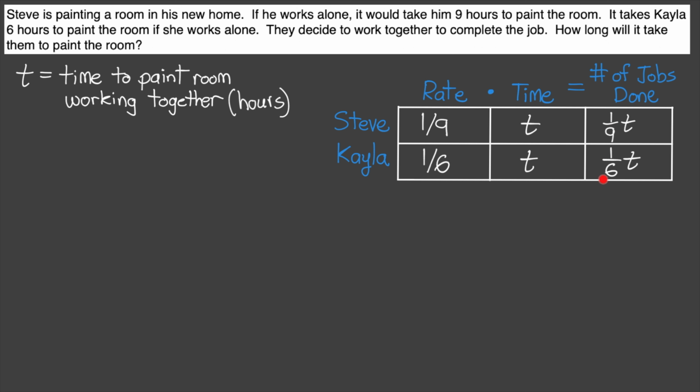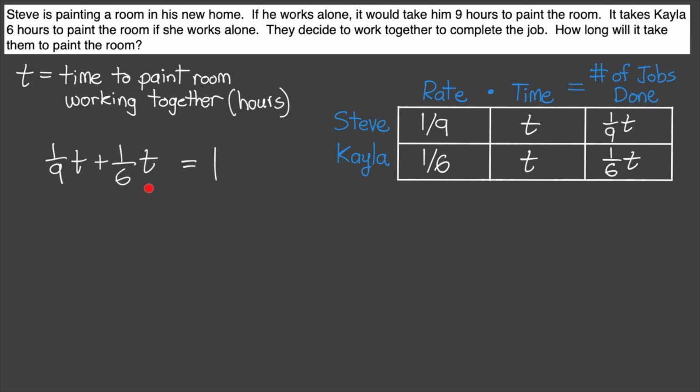All right, so next we have to set up an equation. So how many jobs are they doing? Well, they're only doing one job, so they're painting one room, and there's only one coat of paint. So that means we're going to set this equal to one job done. And we're going to add the number of jobs that they each do in that time period. So it's going to be 1/9 T plus 1/6 T. So there is our equation.